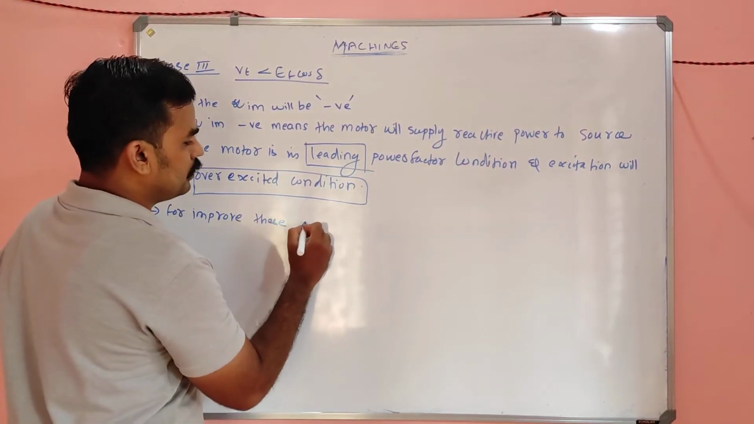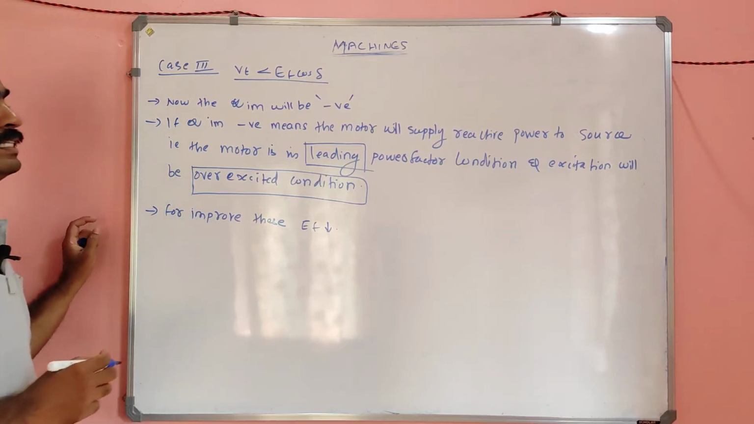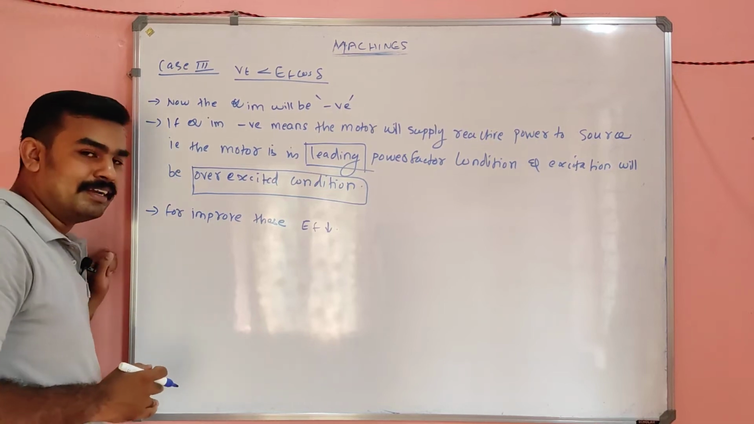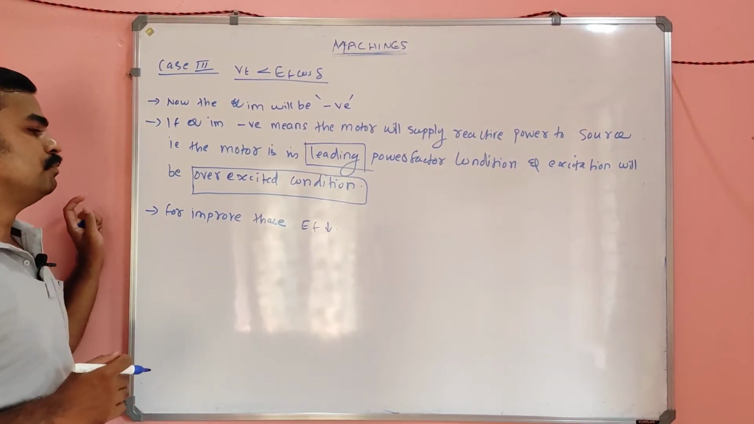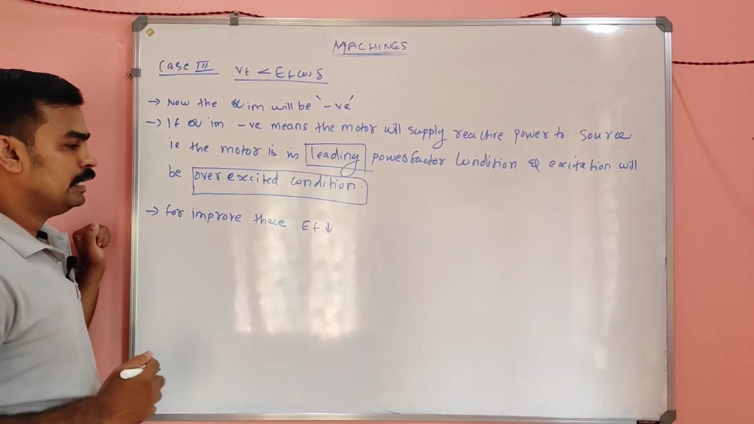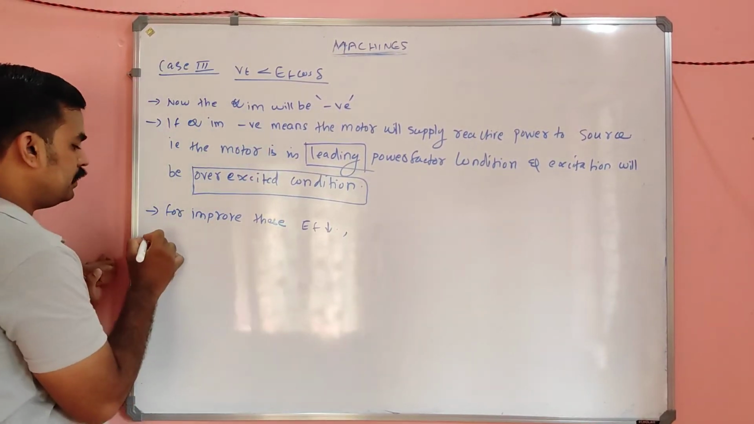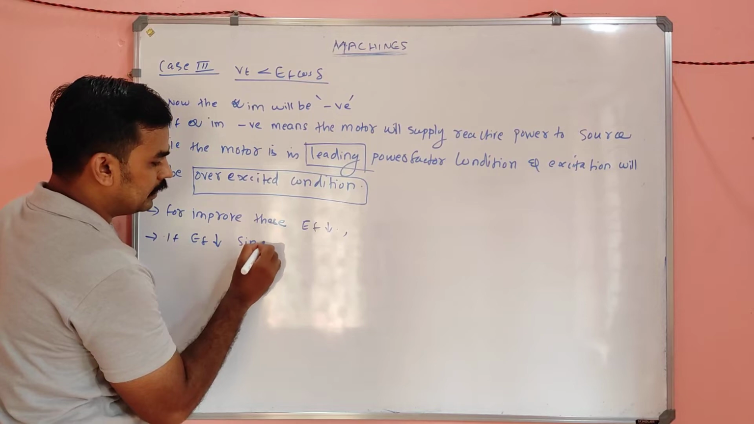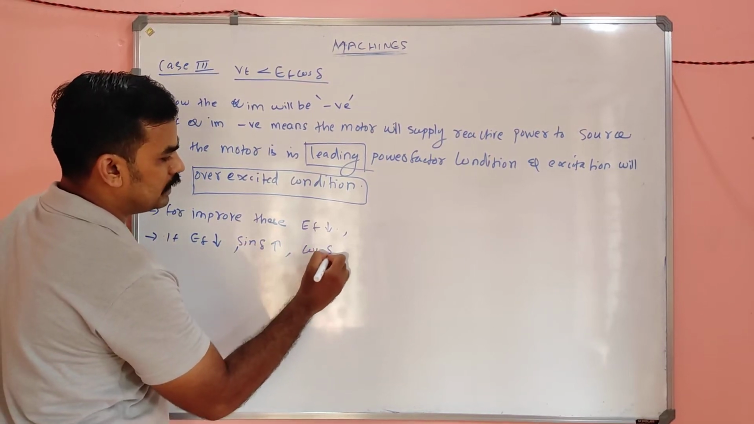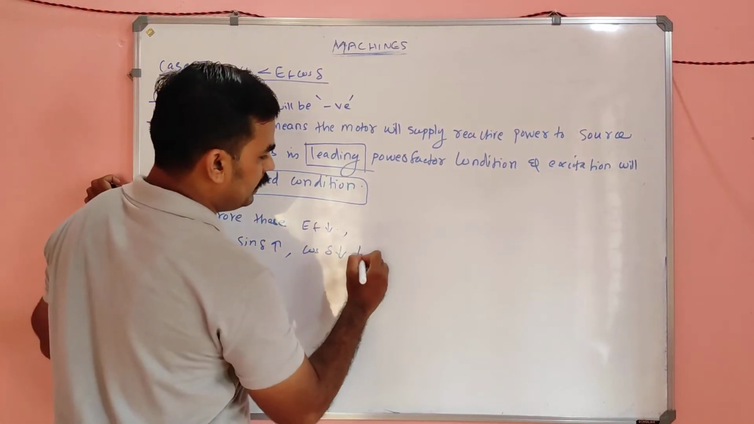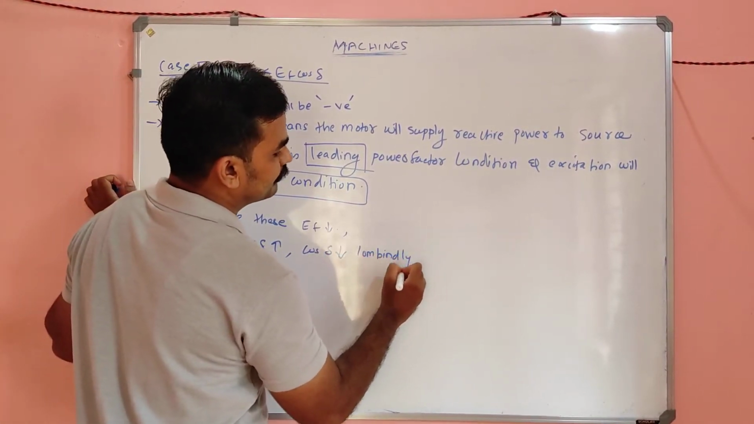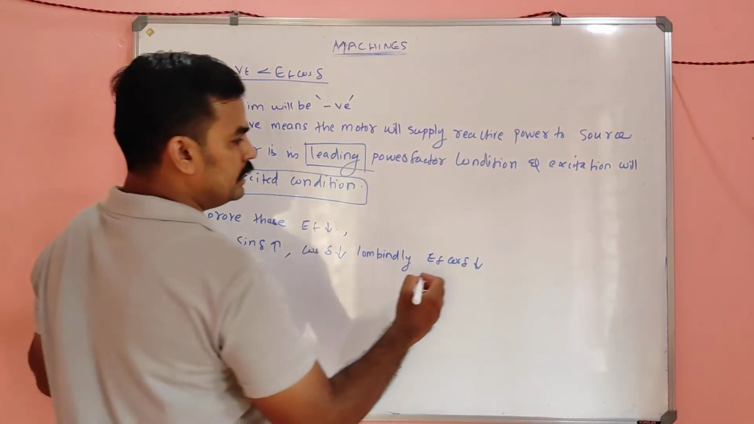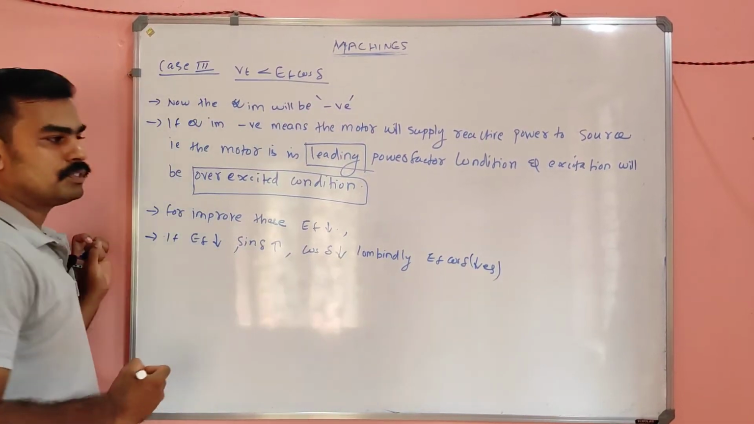So what we have to do is decrease Ef. That is, the excitation should be decreased because it is already in over excited condition. We have to decrease the excitation, my dear. What happens? If Ef decreases, sin delta increases and cos delta also decreases. So combinedly Ef cos delta decreases. Combinedly what, my dear? Ef cos delta decreases.